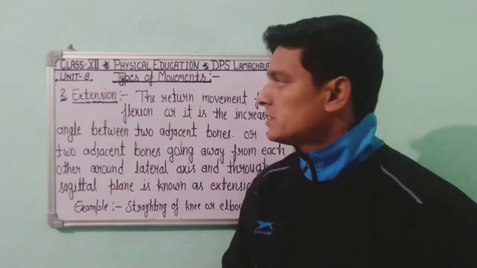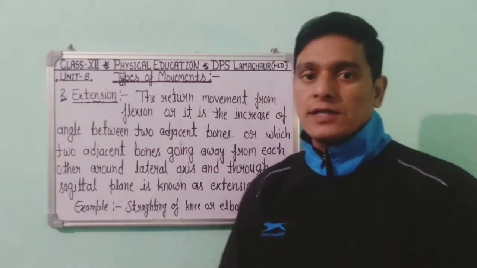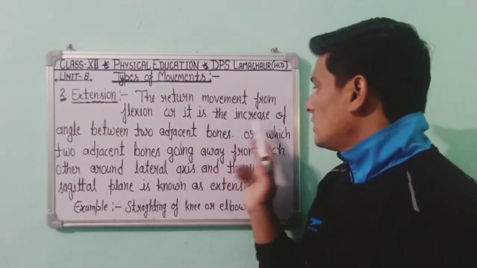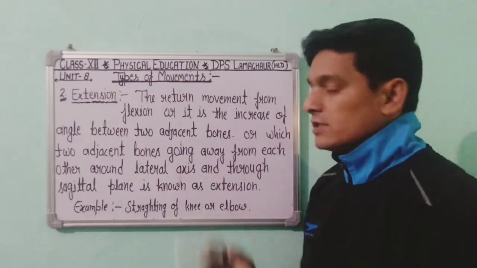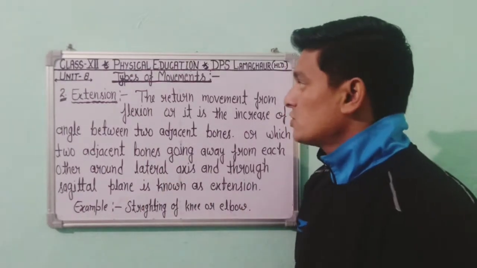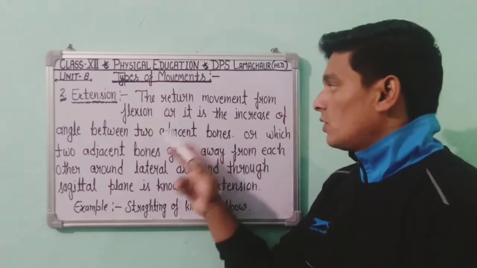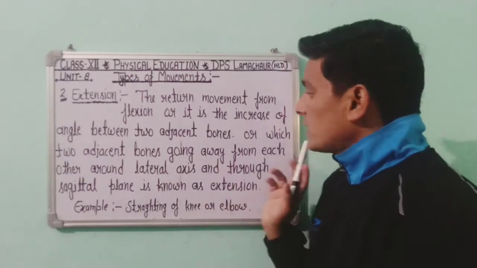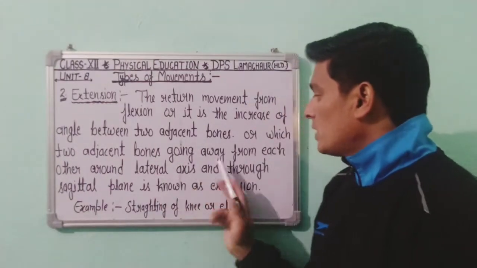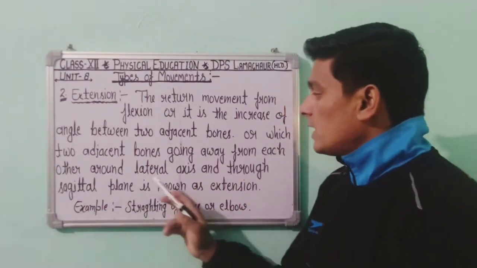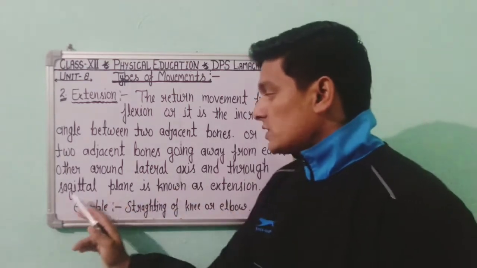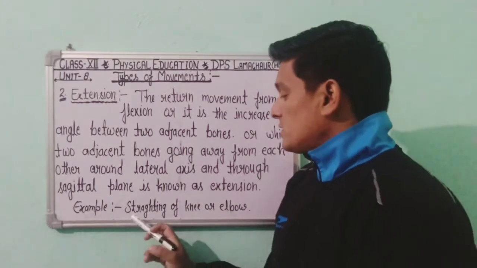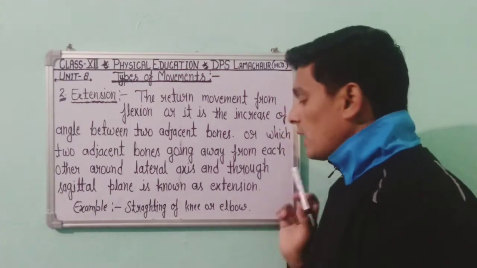The second type of movement is extension. What is extension? Now let's know about it. It is the return movement from flexion, or it is the increase of angle between two adjacent bones. Or we can say when two adjacent bones go away from each other around the lateral axis and through the sagittal plane, it is known as extension. For example, straightening of the knee or elbow.